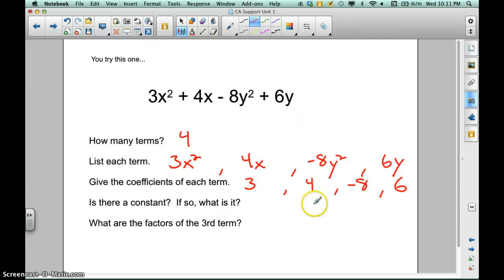Is there a constant here? No, there is not. There is no plain number. Every term has a variable, and so this is a good example of an expression that does not contain a constant. The factors of the third term. The third term we saw was -8y squared. So the factors are the two things being multiplied. In this case, -8 and y squared.